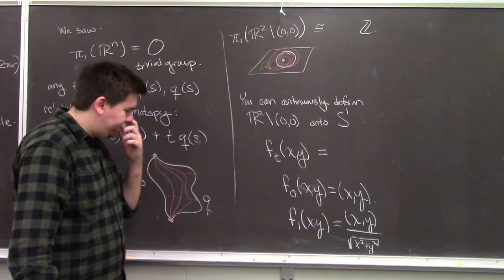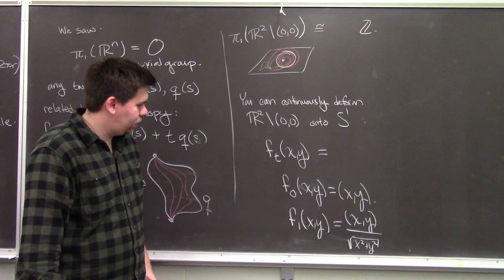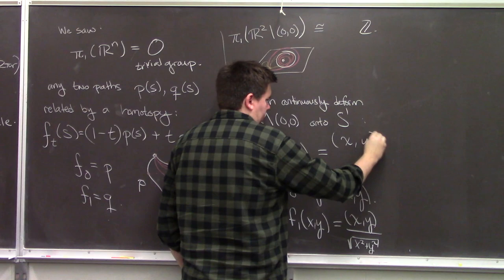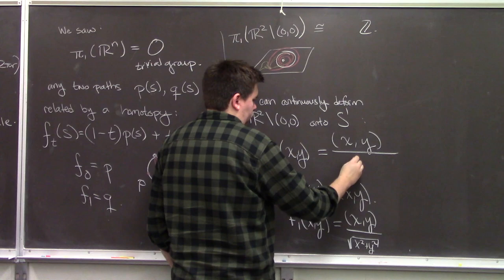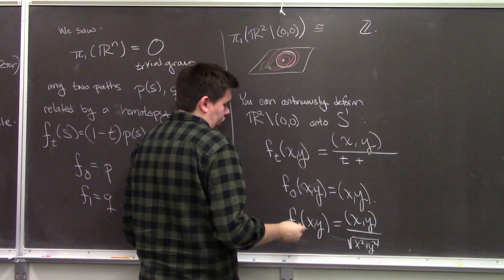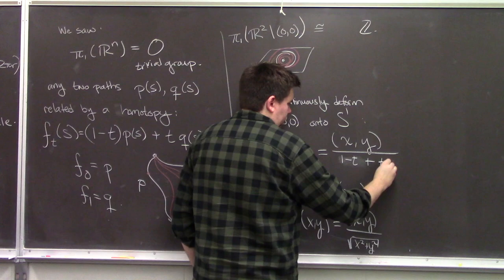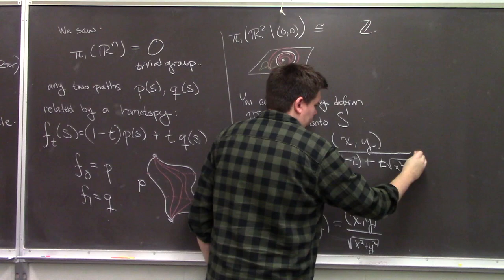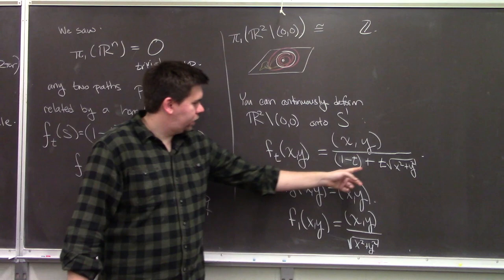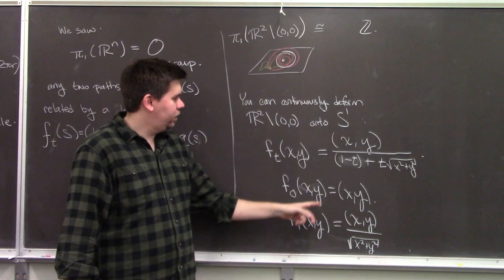And if that's my goal, then what should my function be? Let's try and think about this. You take some point. At time 0, I want to divide it by 1. So it's 1 times (1 minus t) plus, at time 1, I want it to be divided by this. So it's t times the square root of x squared plus y squared. Yeah, that should do the trick. At time 0, this vanishes, and I'm left with just the point x, y. At time 1, I'm left with the point x, y divided by its magnitude.